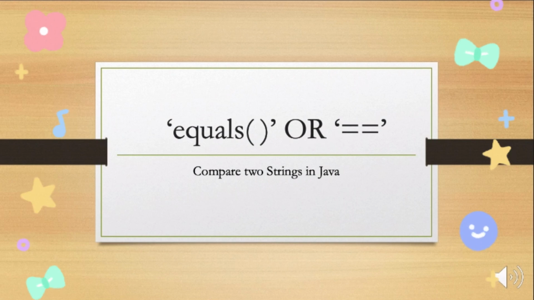Let's take a look at a comparison between two strings in Java. As we know, there are overall two ways to compare values or objects: equals or the double equal operation. What are their differences? When we compare strings, which one should we use, or which one is better?